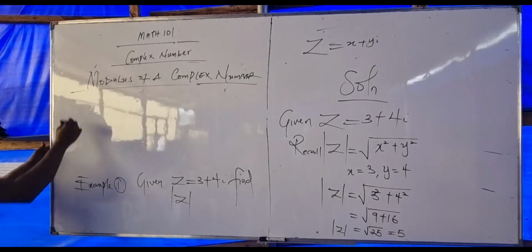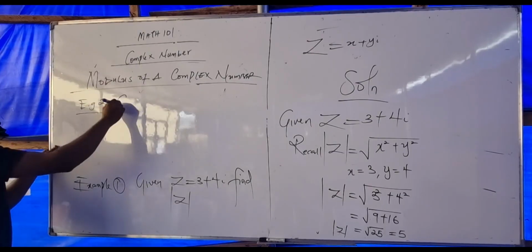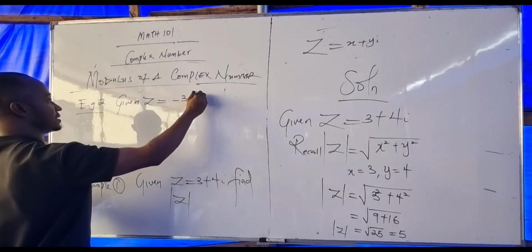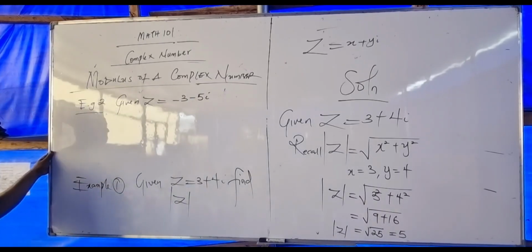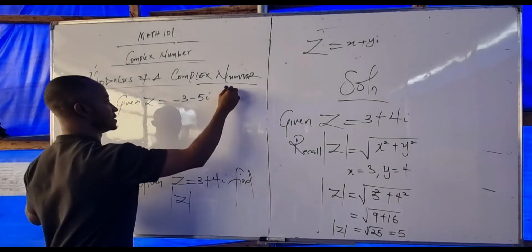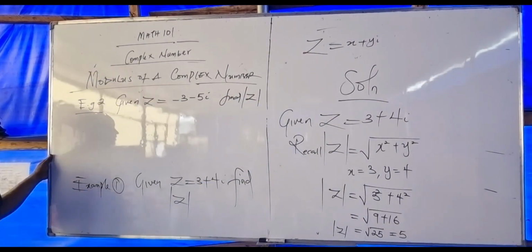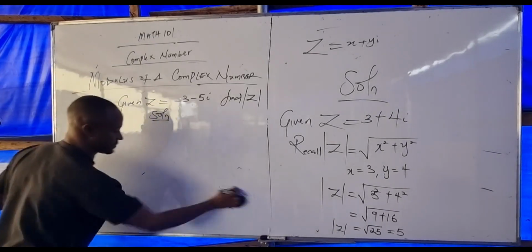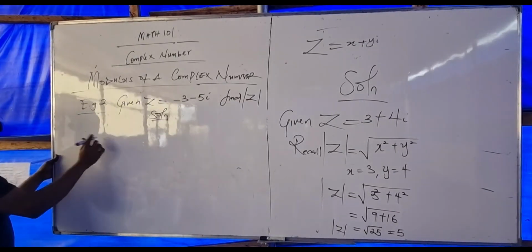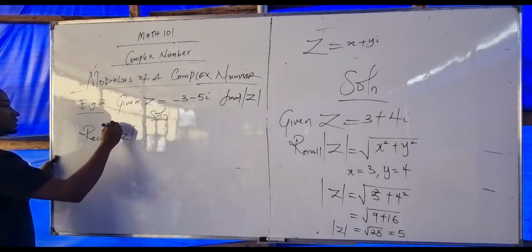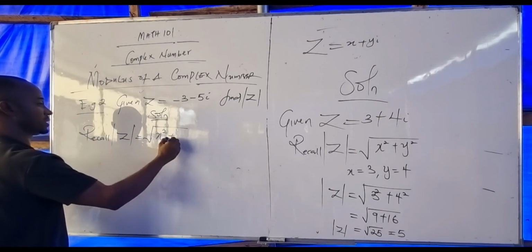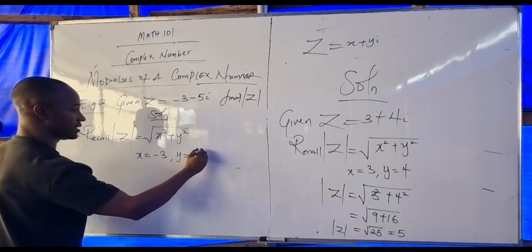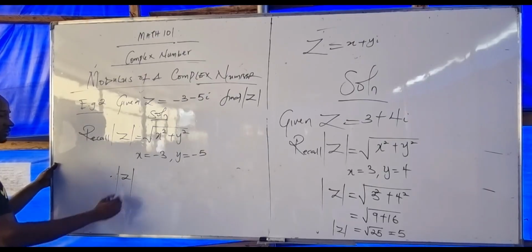Example 2. If we are given Z equals minus 3 minus 5i, find Z modulus. Solution to this is simply what? I want to say recall that Z modulus equals to what? Square root of what? x squared plus what? y squared. Here our x is what? Minus 3, right? What's our y here? Minus 5. Therefore, our Z modulus then becomes what?